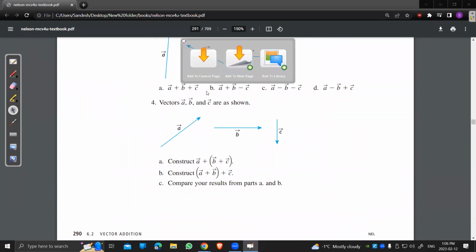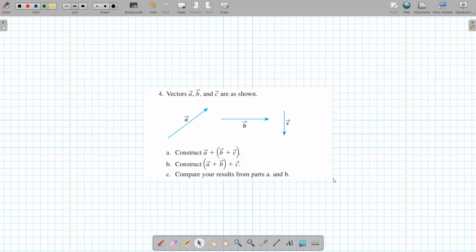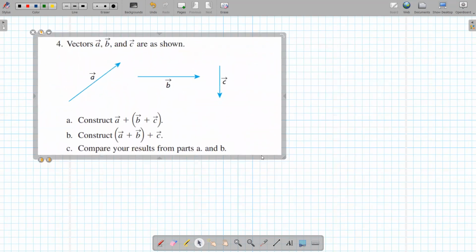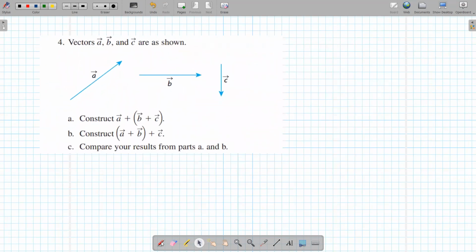Here's a quick question. Do you think the order matters? Like, would it matter if I did A plus C first and then B? What's the hypothesis? Does displacement care about the order, like the path it takes? No, the order does not matter. So let's look at this. We can prove it right here.